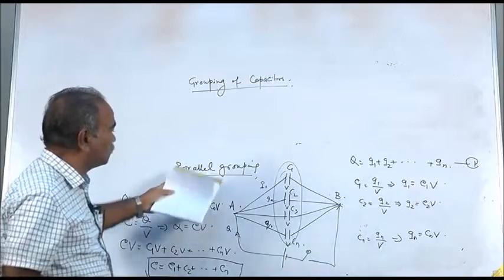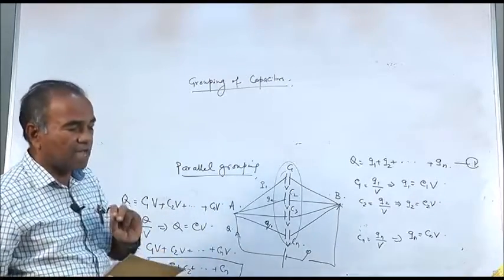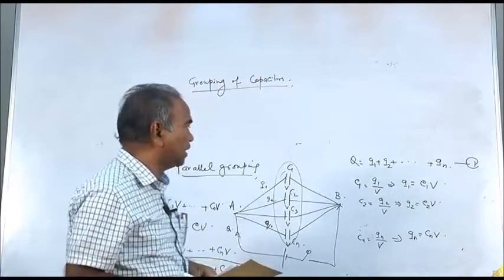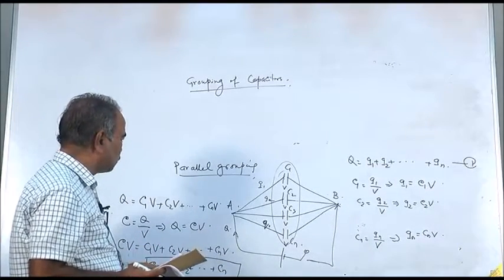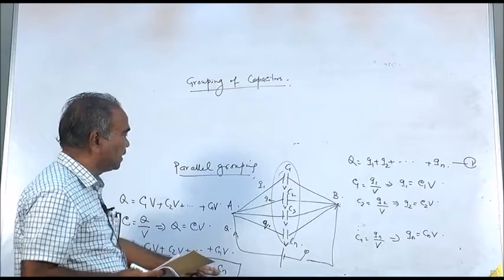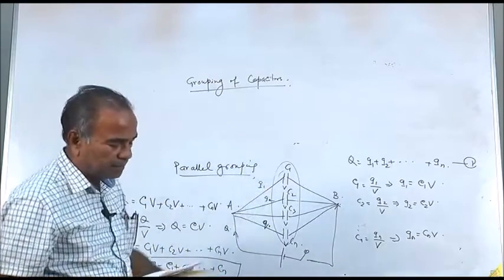So this is parallel grouping. If a number of capacitors are there, you can get a single capacity C equal to C1 plus C2 up to Cn when they are connected in parallel.